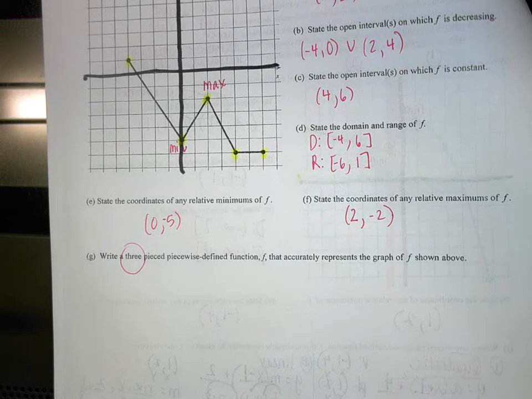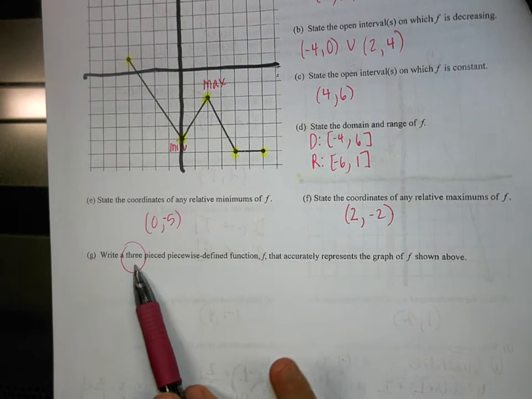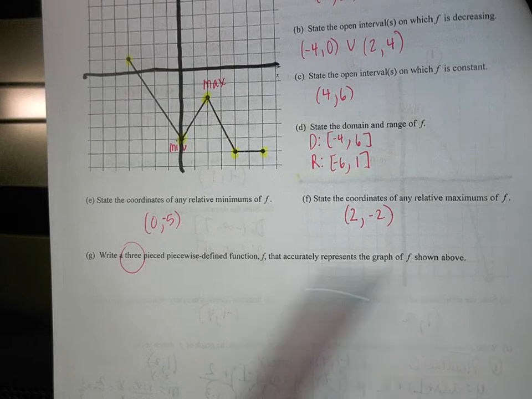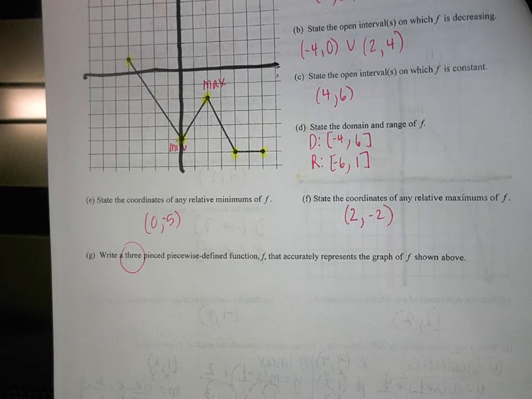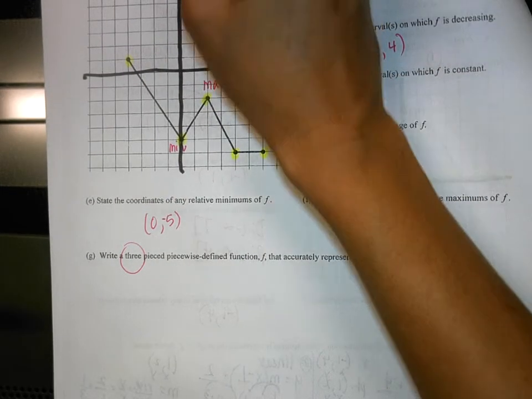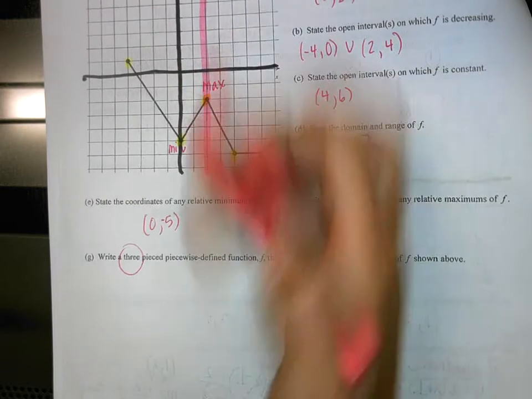All right, so this time we're going to write a 3-pieced, piecewise defined function that accurately represents the graph above. So where do you think we would mark these? There's actually a couple different ways you could mark them. For today, this is how we are going to mark them. Okay? We are going to put, we'll make 1 to the left here.